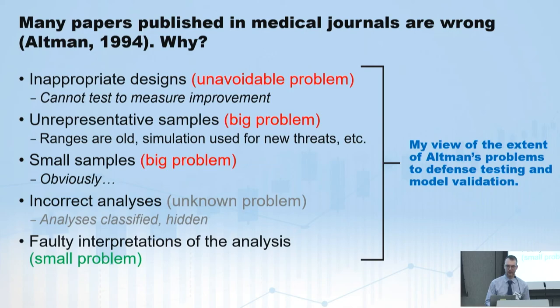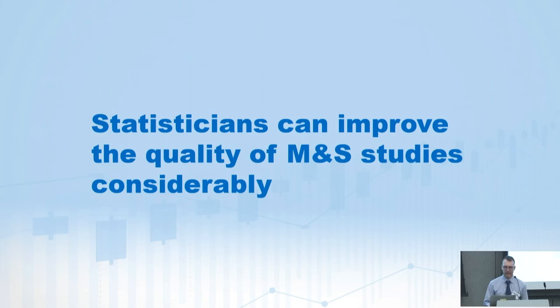And so I think there's a lot of reasons that we should take data and statistics really seriously when it comes to validation studies. I believe statisticians can improve the quality of M&S studies considerably, but it takes a lot of hard thinking. And it takes a lot of collaboration. And in this talk, I've kind of given you the motivation. I've given you the setup. Now I kind of want to give you the so what.